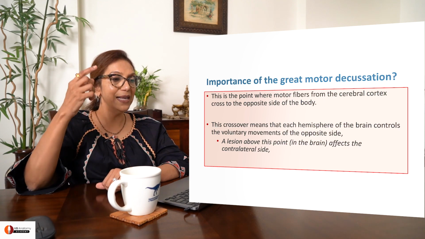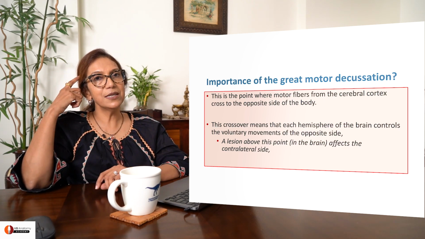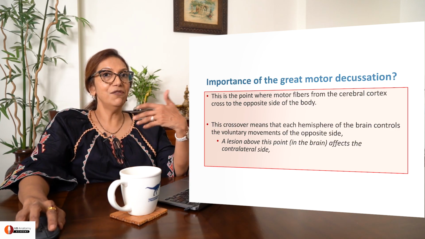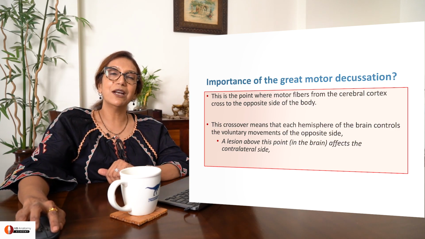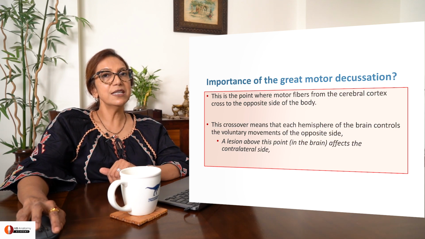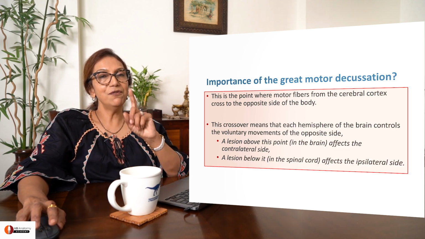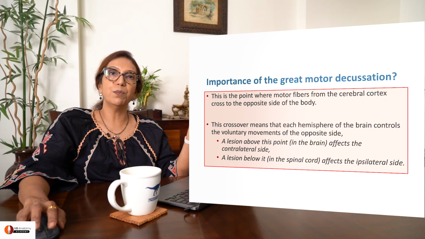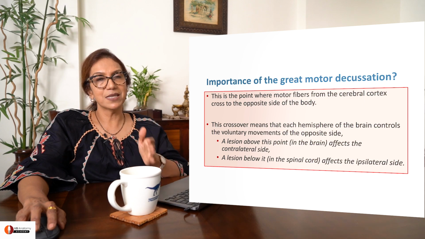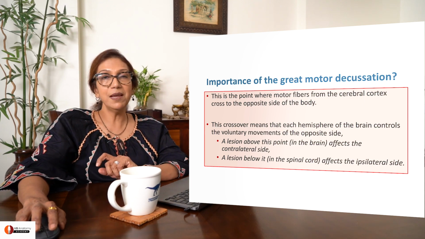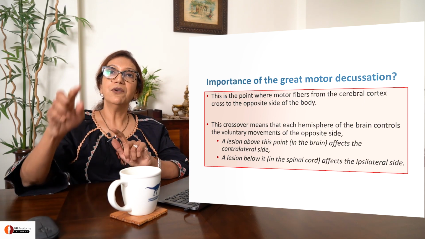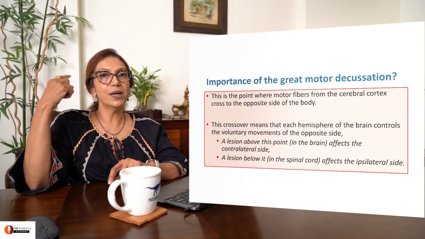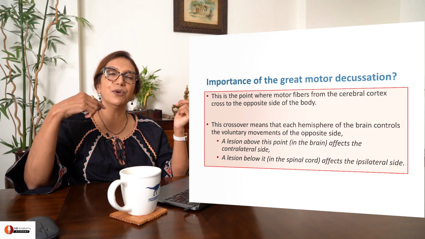Okay, so a lesion, heaven forbid, if it happens in your brain above this, then the effects of the lesion will be seen on the contralateral side. But if the lesion is below the decussation, then the effects of that will be seen on the ipsilateral side. Contralateral means opposite, ipsilateral means same side. Think about it. It's very important that you go back to your paper, try and draw it the way I have shown you, and understand how one side of your cortex controls the opposite side of your body. Okay?